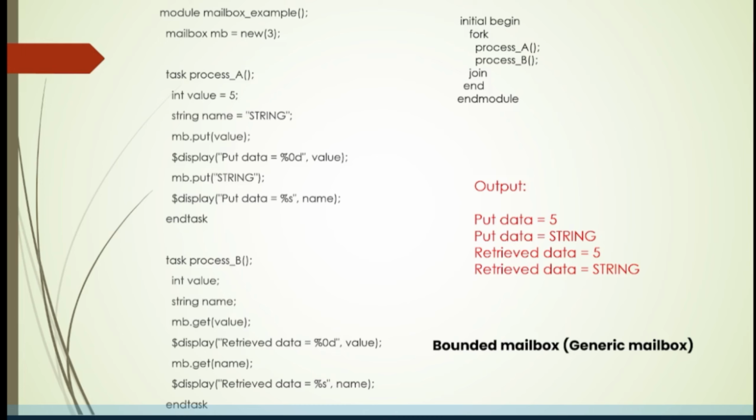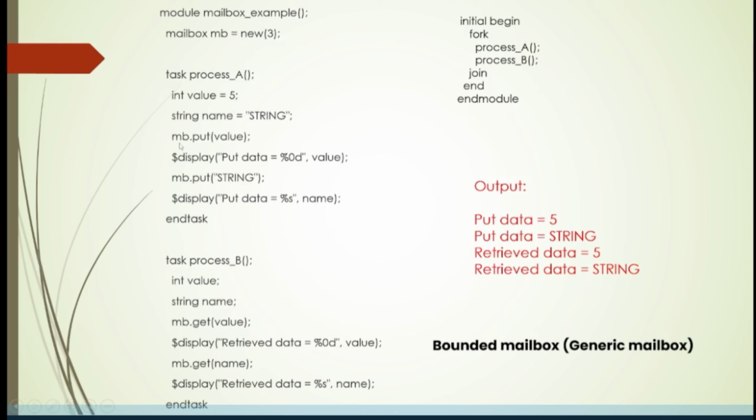So let us see a small example on a basic mailbox. If you see here, this is my mailbox. I have created it with new of three, which means I can send three data items, like three keys. Within my first process, I am just using two keys. One is int data type, another is string data type, because this is a generic mailbox and I can send any kind of data type. So I am using two variables, value and name. Within value, I am assigning 5. Within name, I am assigning a string. So I'm putting these two things into my mailbox.